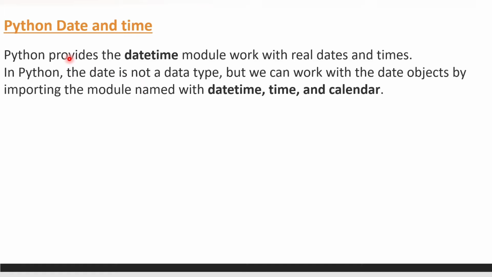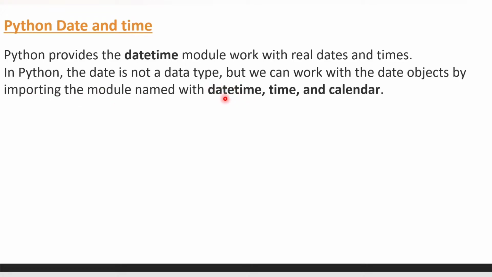In this video we are going to use an inbuilt Python module. Python provides the DateTime module to work with real dates and time. In Python the date is not a data type, as we have seen the different data types in Python, which were integer, boolean, string, list, tuple, dictionary, all of them. But date is not a data type in Python, but we can work with date objects by importing the modules. So these are the inbuilt modules.